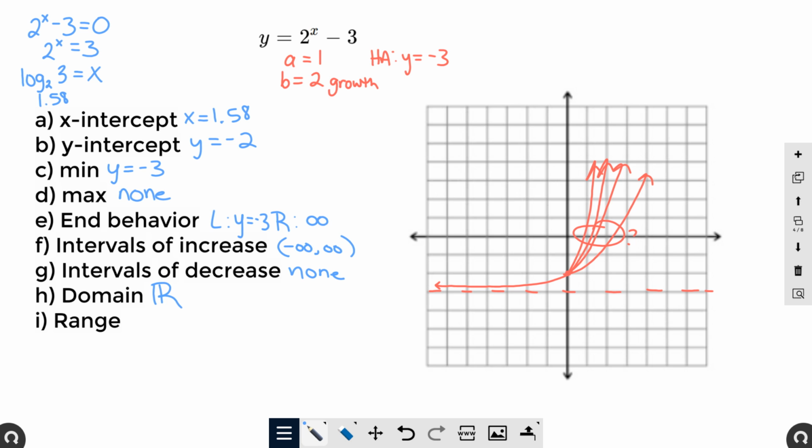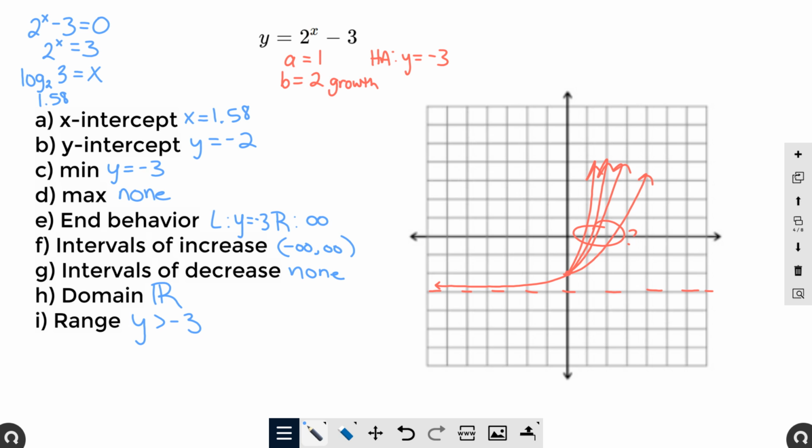Is range all real numbers? Y is greater than -3. You're exactly right. So look for that HA, the horizontal asymptote. That's going to help you for anything that levels off. And look if it's growth or decay. That will help you with your end behavior, increase and decrease as well.